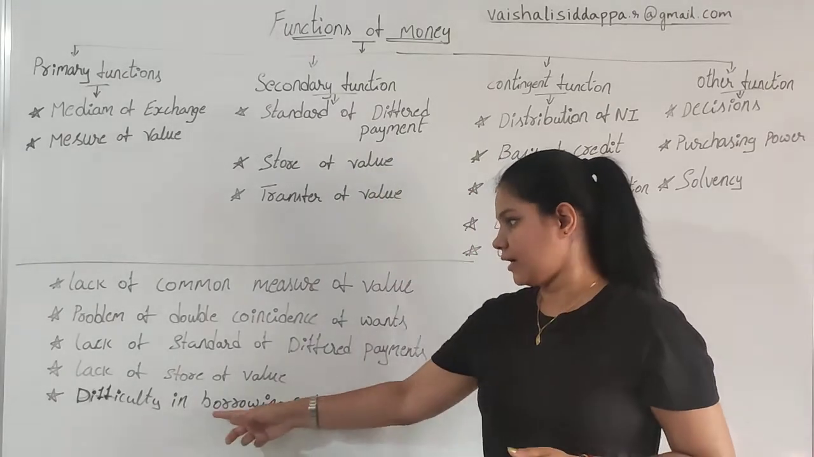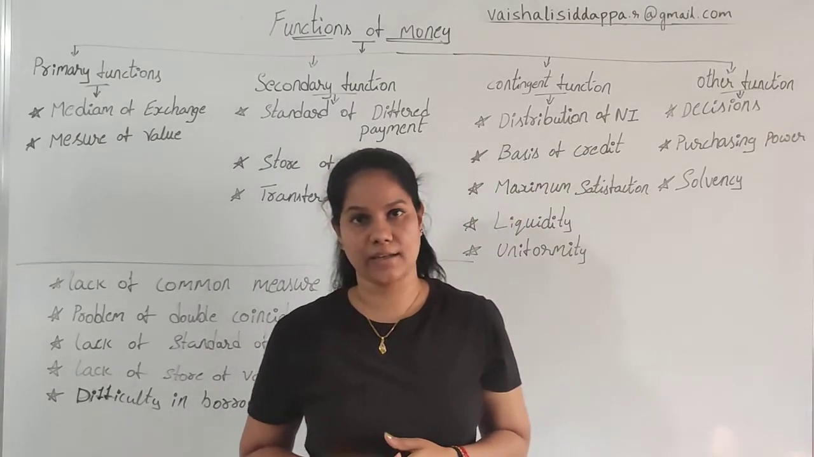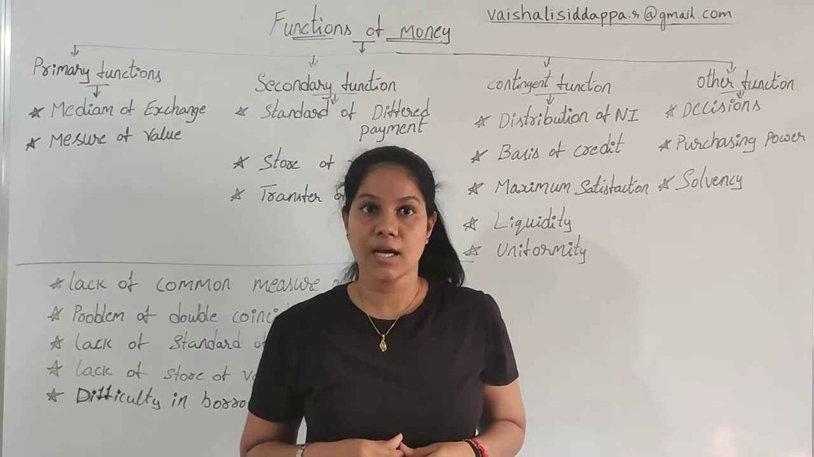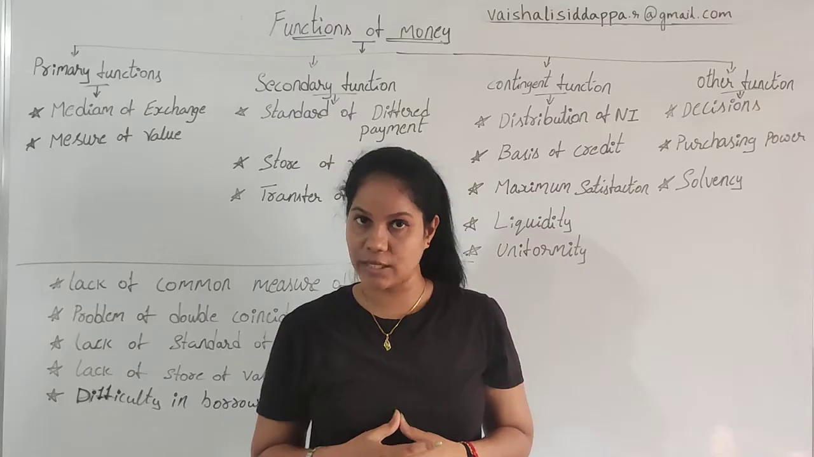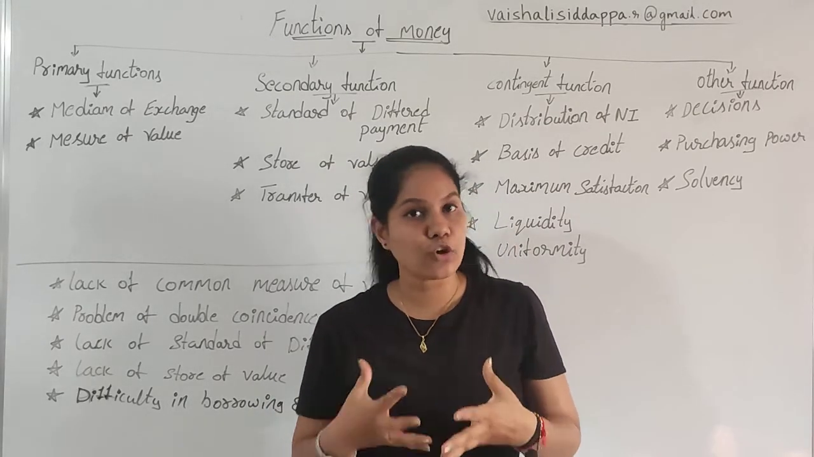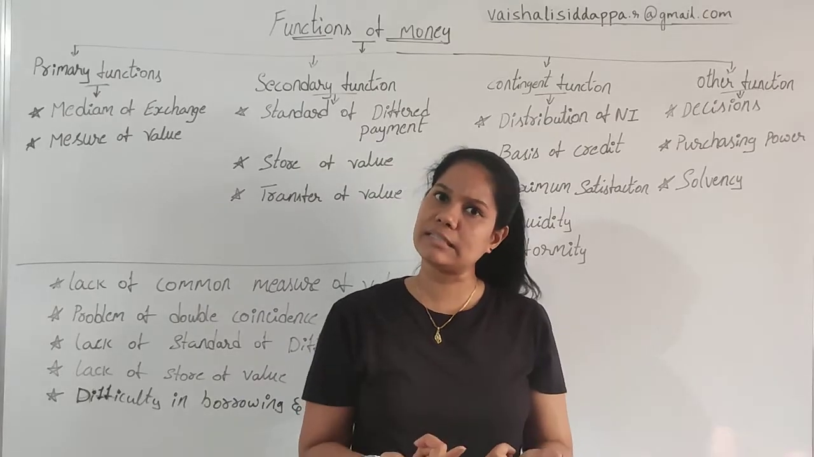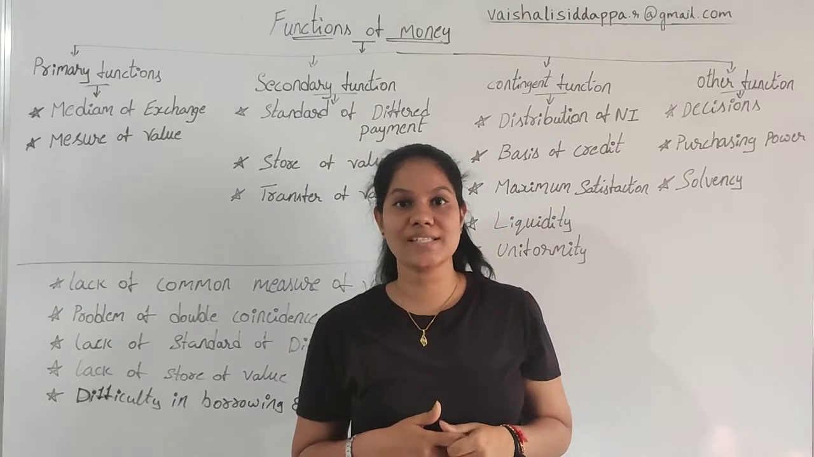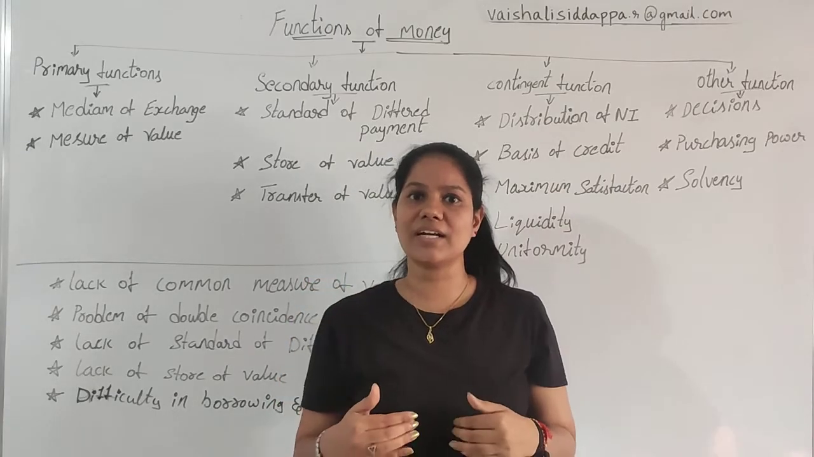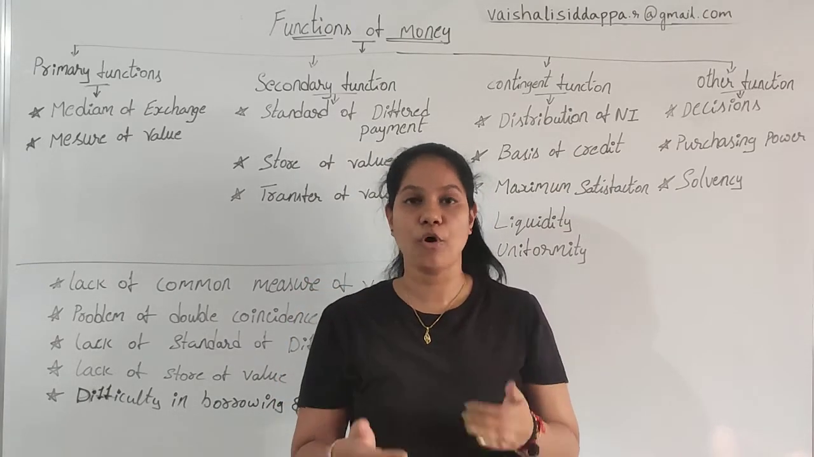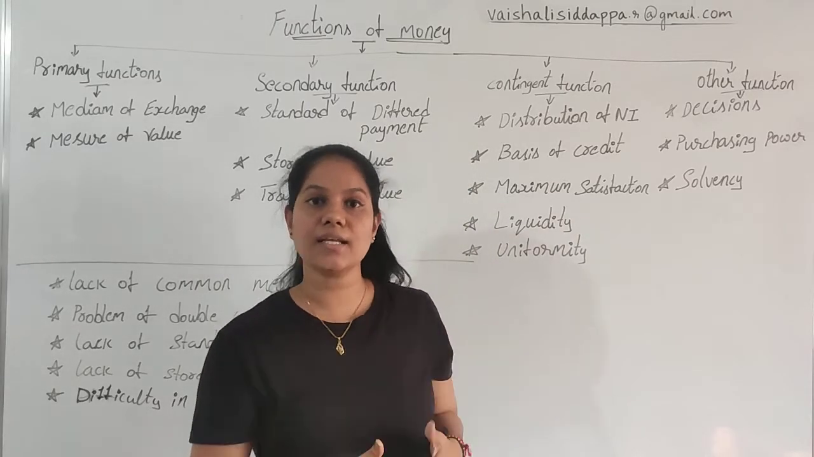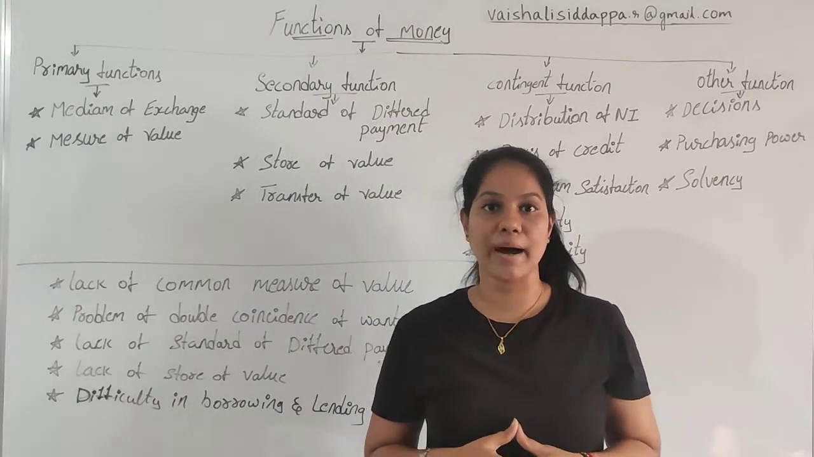And the last one, difficulty in borrowing and lending. How are you going to borrow, and how is the quantity decided? You have to think about the quantity, the quality of that good, and how you are going to decide the interest rate on what you are borrowing. So it is very difficult to borrow anything, and at the same time to give any kind of lending. These are the big problems we faced in a barter system.